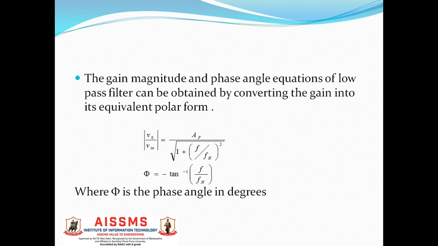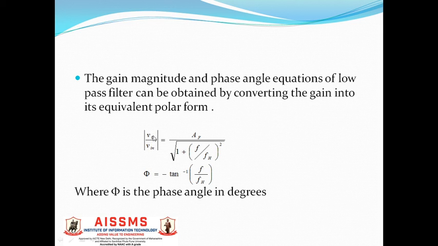The gain magnitude and the phase angle equation of low pass filter can be obtained by converting the gain into the equivalent polar form, right? So we can convert this into an equivalent polar form and you can find out the magnitude, right?